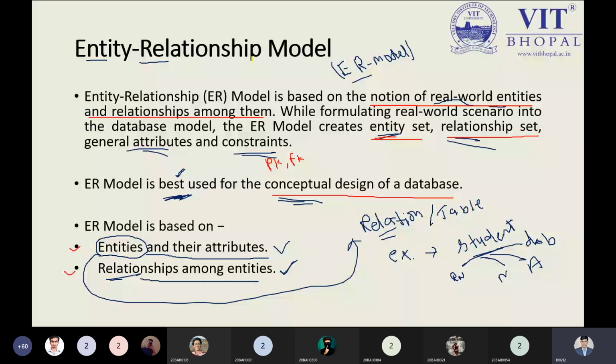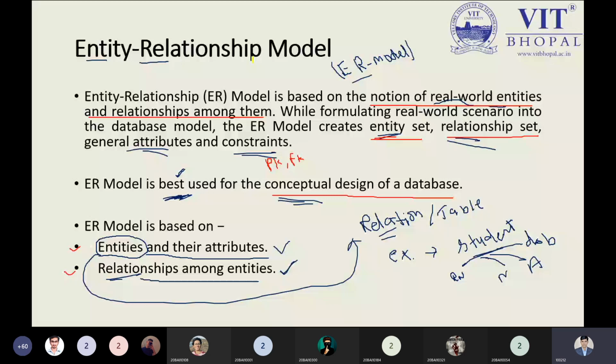And the ER model is best used for the conceptual design of the database. Here we have to understand, it contains two parts. What are those parts? As you can see, entities and their attributes. So what are entities? Entities means I'm talking about the name of the table or the relation or the file. Very practically, or in a diagrammatic or depictive sense, entity means I'm talking about the table name. A table can have many attributes, and attributes means we can have the columns.